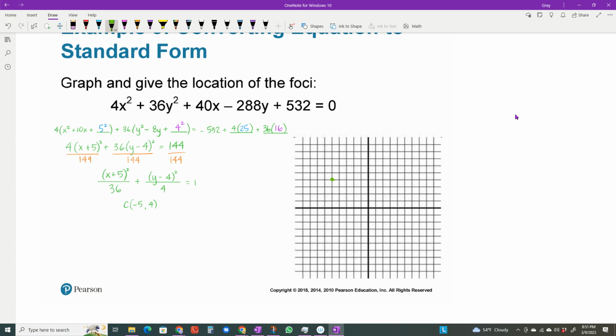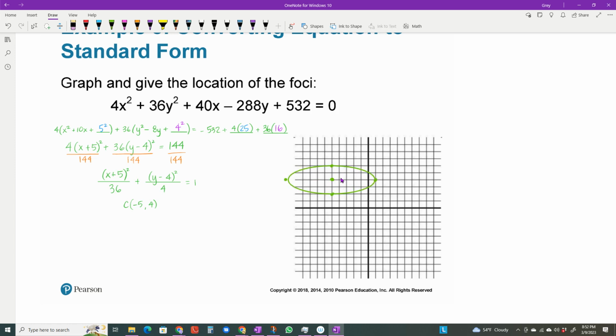There's my center. Underneath my x is 36, so the square root of 36 is 6 in left and right. So I go right 6, and then I'm going to go left 6. Just puts me off the graph by 1. And underneath my y is 4. Square root of 4 is 2, so I'm going to go up 2 and down 2. And now I'm going to try to draw a nice little graph.